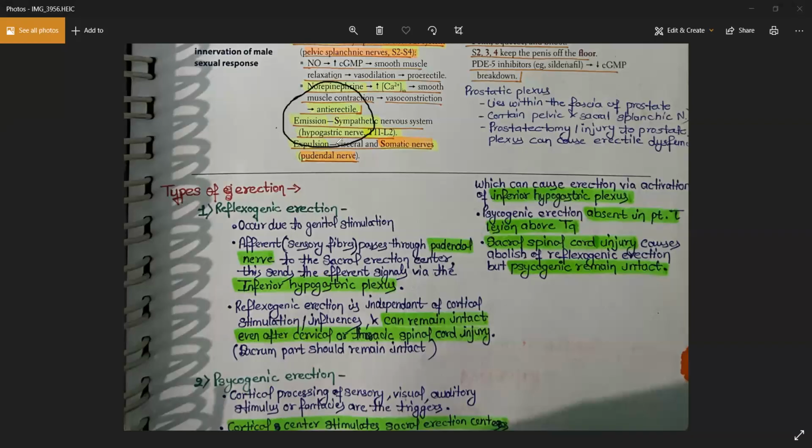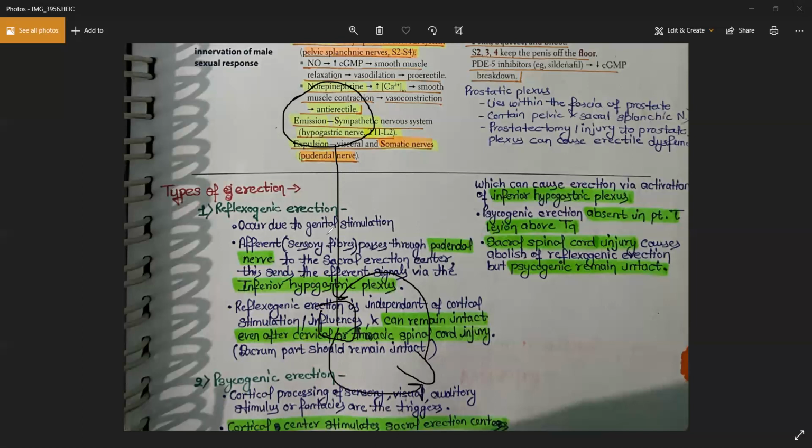Okay, and this is a spinal cord. And this is a penis. I told you, this is a sacral center, for example, right? I told you the first mechanism is reflexogenic, where the impulses travel by the pudendal nerve. It will take the impulses to a sacral center, which is the center for the erection, and then the efferent supply is done by the inferior hypogastric plexus. This is one thing.